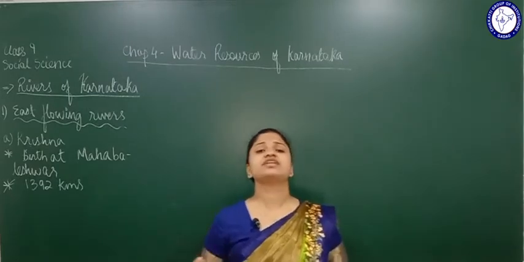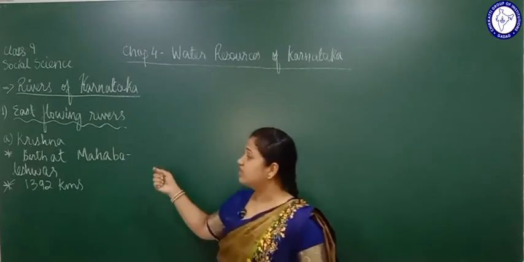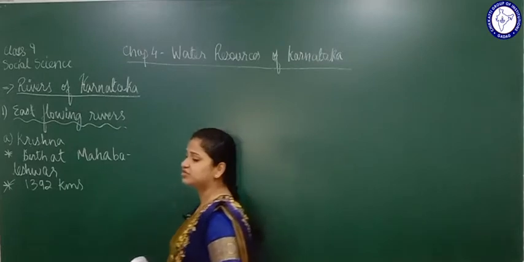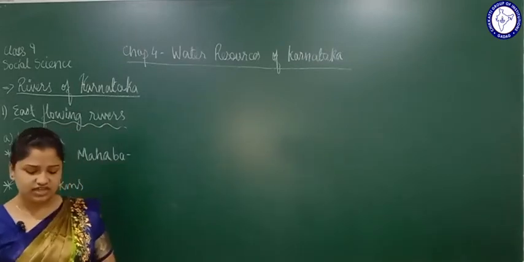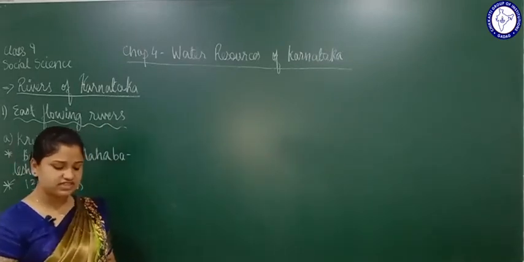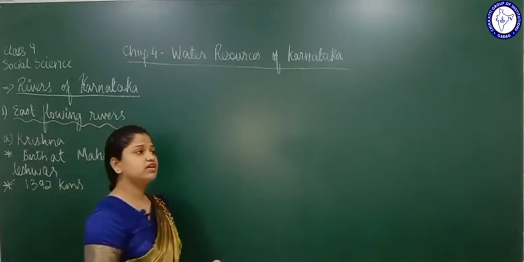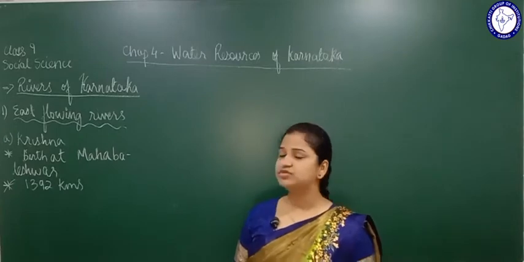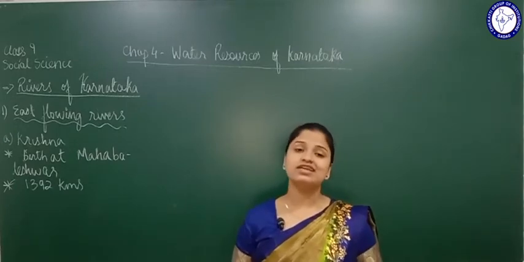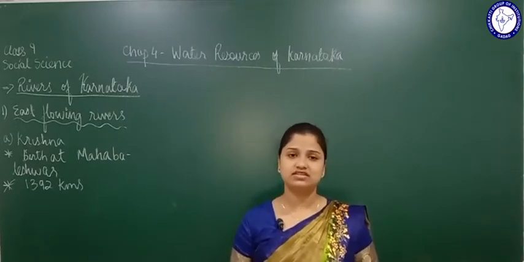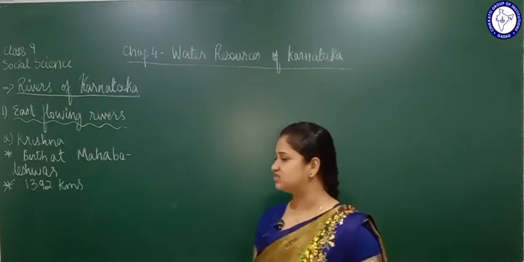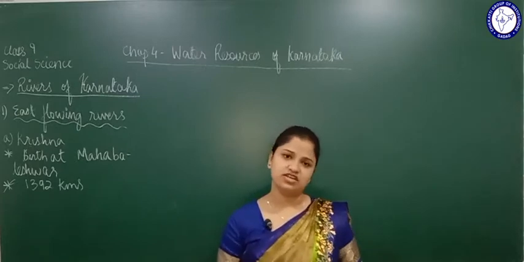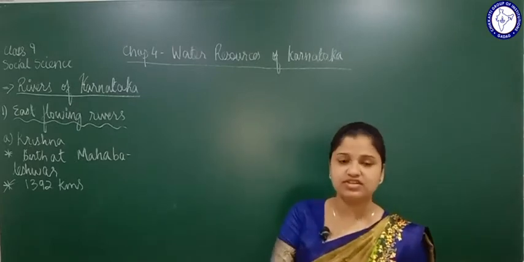So that hydroelectric power we get from the Krishna river, because so many dams are built across the distributaries or the tributaries of the Krishna river, and these dams help us to generate hydroelectric power. Also these tributaries help in irrigation. The nearby areas are irrigated, water is supplied to the nearby areas with the help of the different tributaries of the Krishna river. Okay, so this was all about the Krishna river.